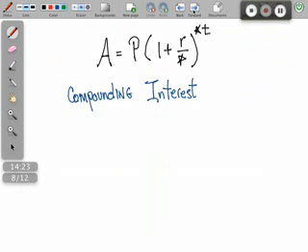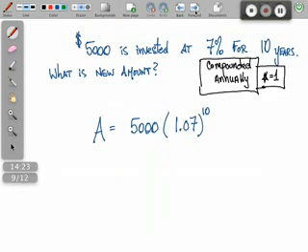And as a next exercise, I would like to go over just a little bit of compounding interest. Here's my formula. I will not explain it in this video. 5,000 invested at 7% for 10 years. What is my new amount? So if I invest 5,000 at 7%, for 10 years, well, my 10 years goes up in my exponent, and my 7% gets tacked on to the number 1.